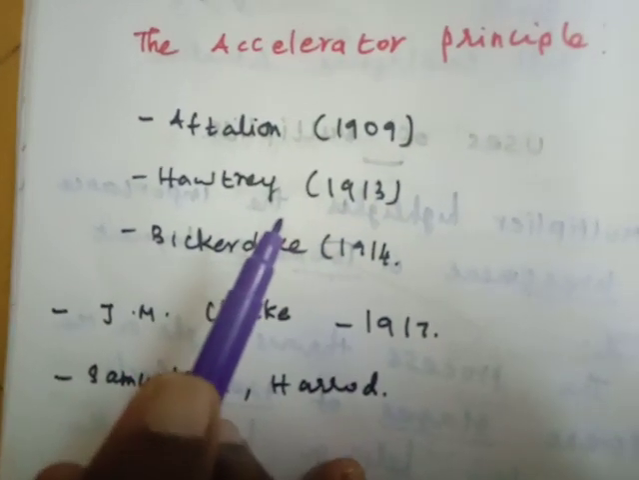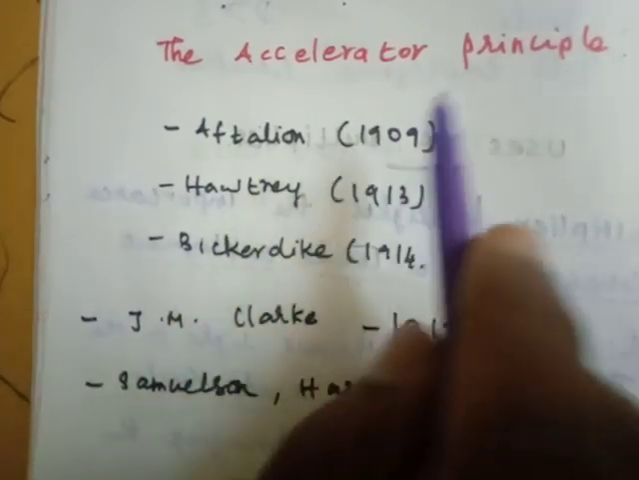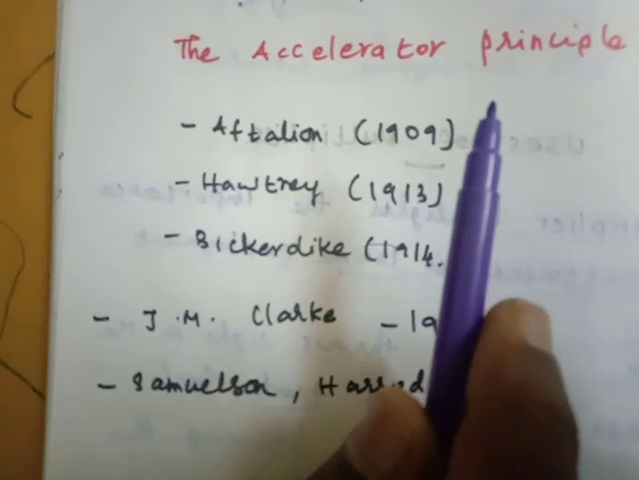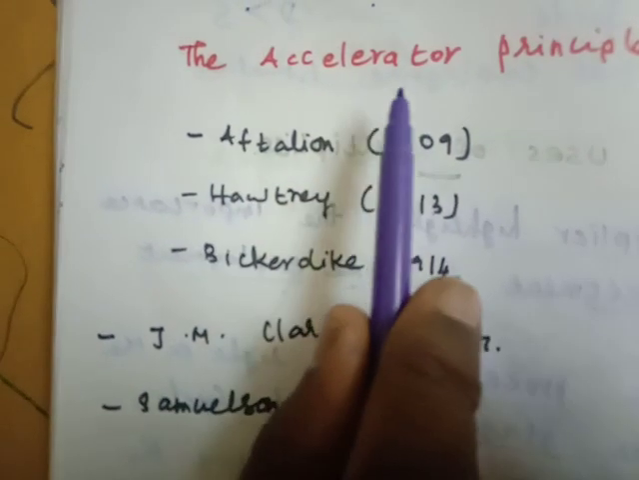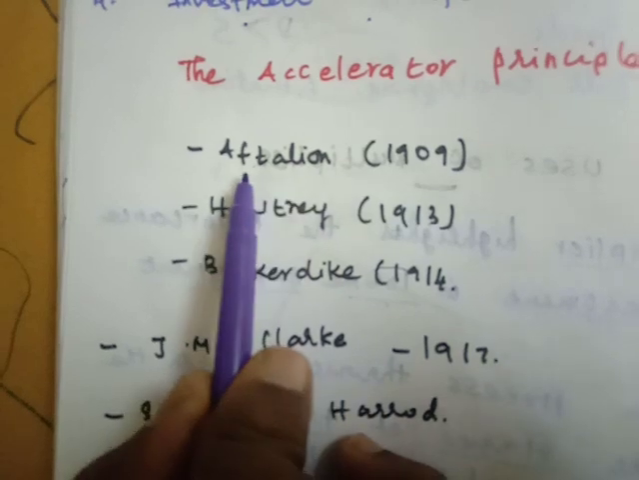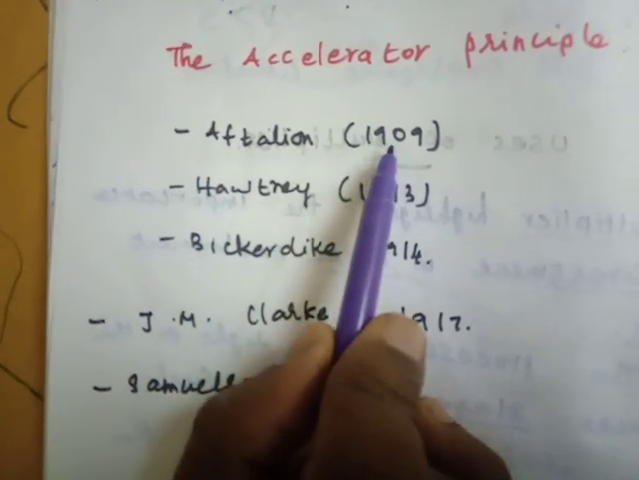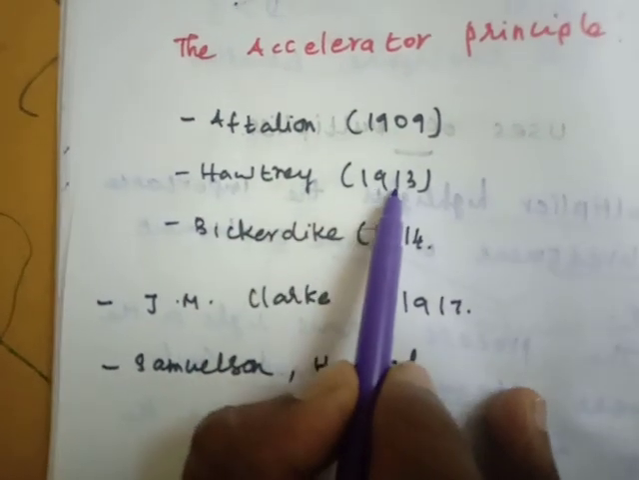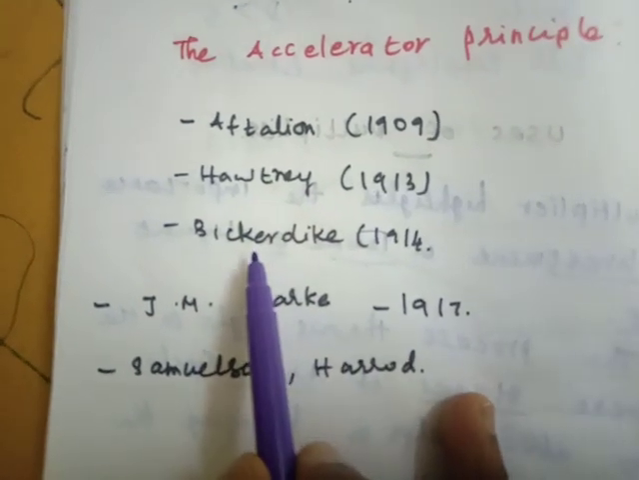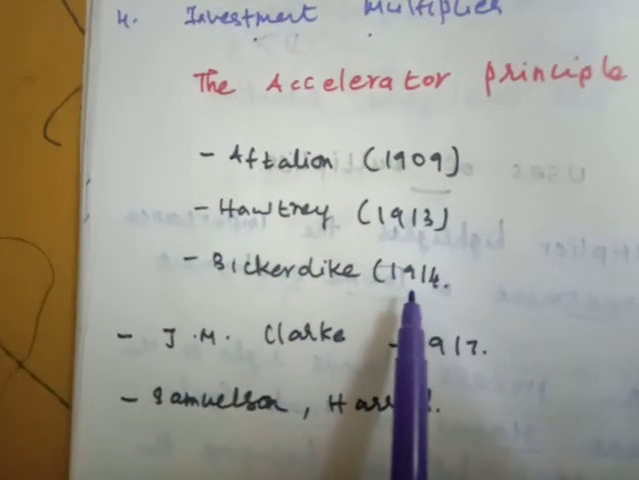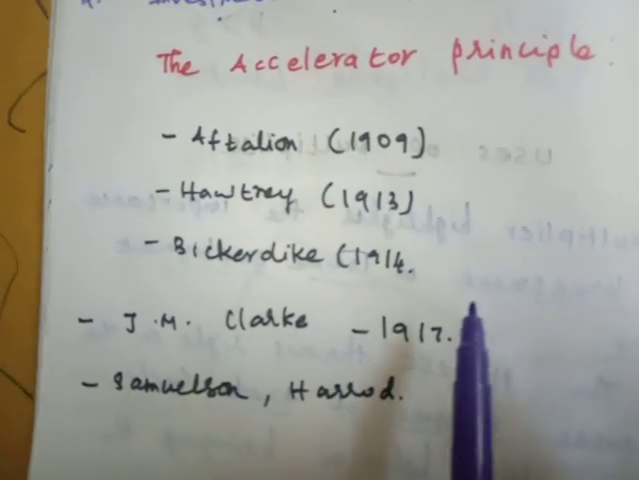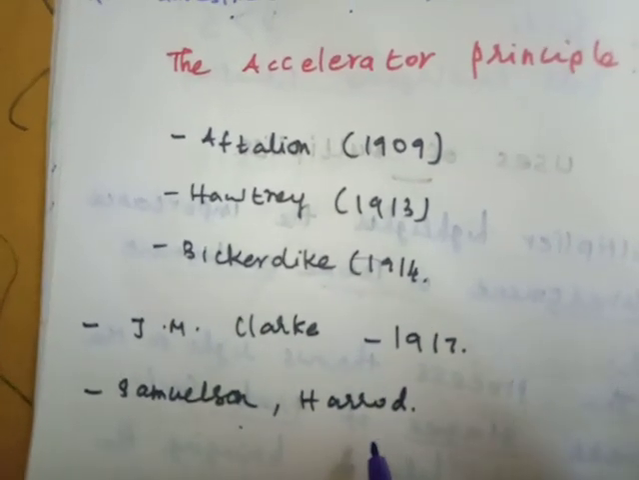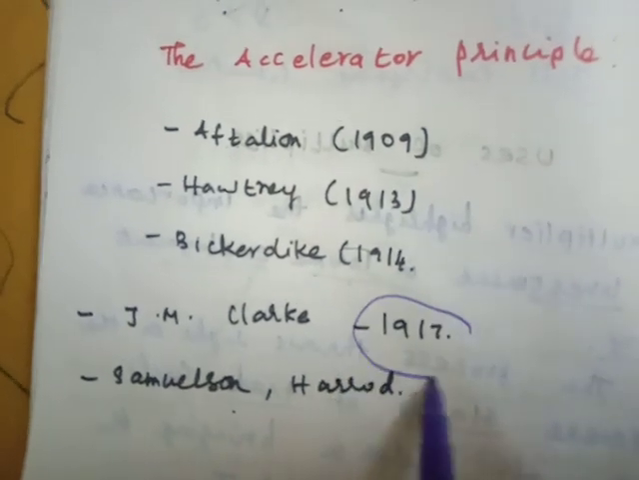Students, next we will move to the accelerator principle. Very important topic. Compared to the multiplier, it is a totally different concept. So the accelerator principle was first formulated by Aftalion in 1909, and later it was developed by Hawtrey in 1930, and also by Bickerdike in 1914, and later by famous economists J.M. Clark, Samuelson, and Harrod.